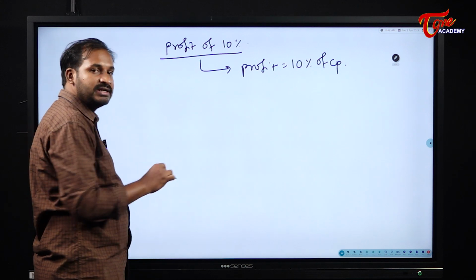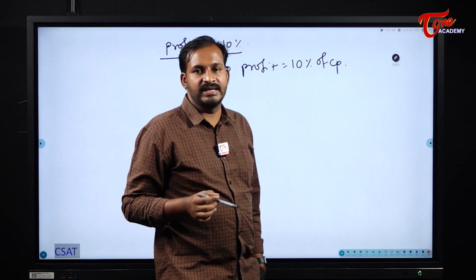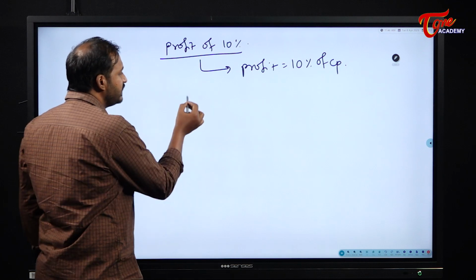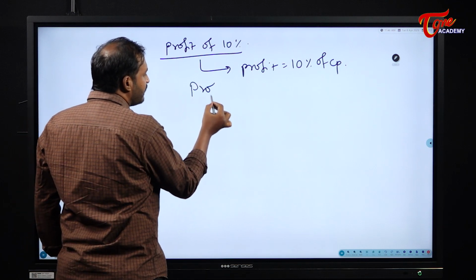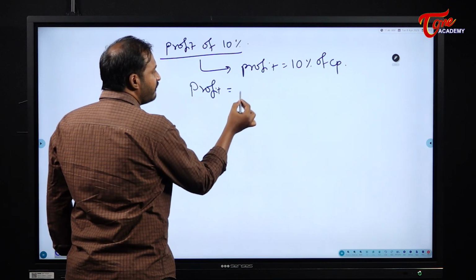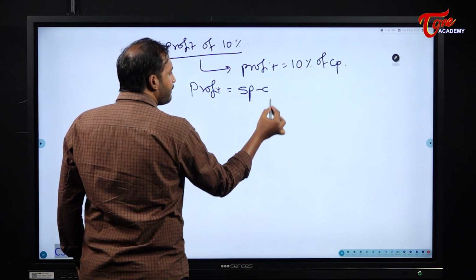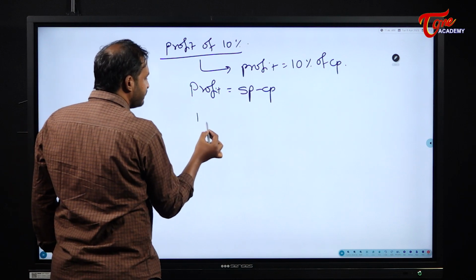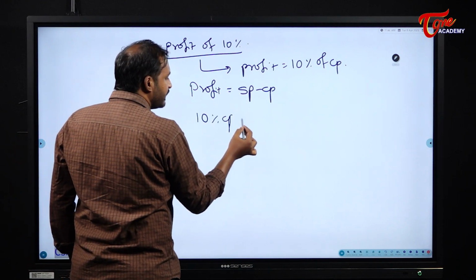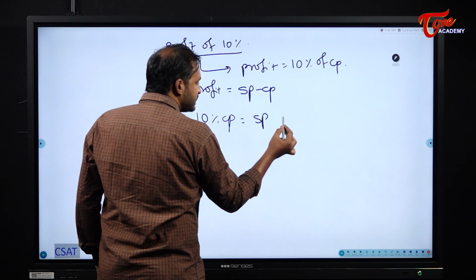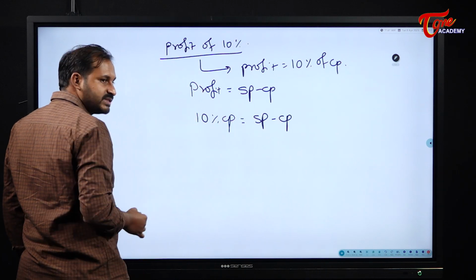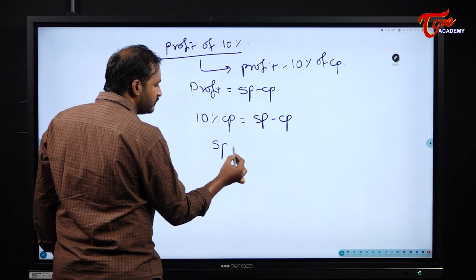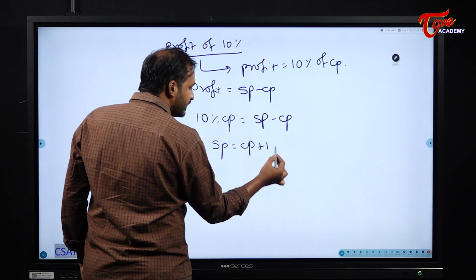Now, how will you write the relation between cost price and selling price when there is a profit of 10%? Just now we have written the formula for profit, students. Profit is equal to SP minus CP, right? Profit is 10% of CP. So, 10% of CP is equal to SP minus CP. Now, if I send CP to this side, it will become SP is equal to CP plus 10% of CP.